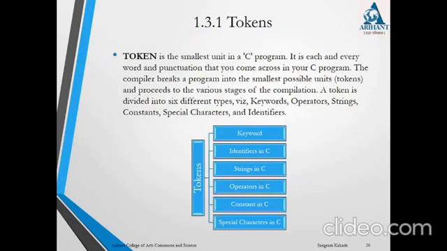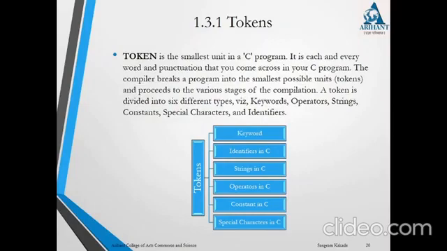The compiler breaks a program into its smallest possible units, which are again called tokens, and proceeds through the various stages of compilation. So whenever compilation starts, the program is broken down into the smallest units, that is tokens, and proceeds to the various stages of compilation. You know the stages: it goes to the preprocessor, to the assembler, to the compiler, right? Then to the linker, then the loader, and then the program.